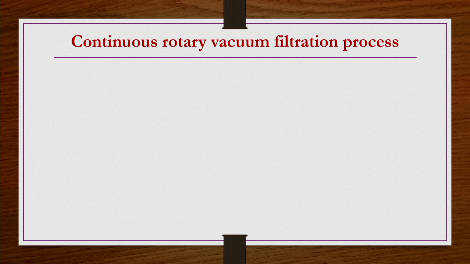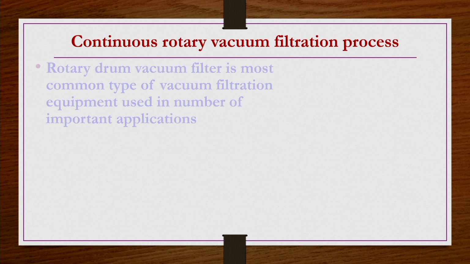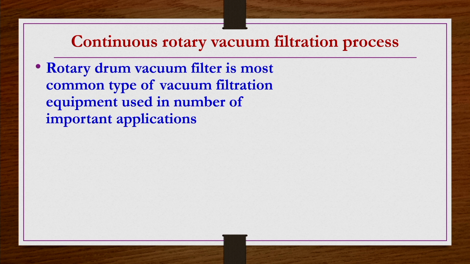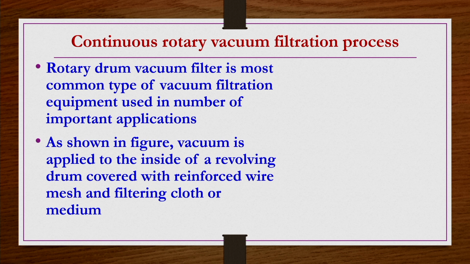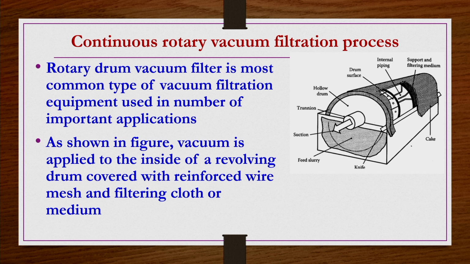Let us start with the continuous rotary vacuum filtration process, and see what happens here. The rotary drum vacuum filter is the most common type of vacuum filtration equipment used in a number of important applications. As shown in the figure, vacuum is applied to the inside of the revolving drum covered with reinforced wire mesh and filtering cloth or medium. So, pictorially if you see, we can understand easily. We have a kind of drum, a hollow drum. This drum is a hollow one.